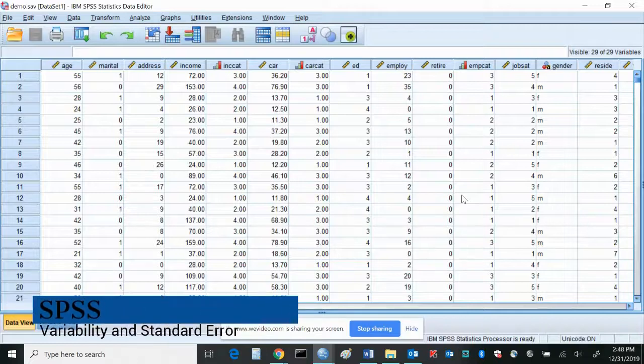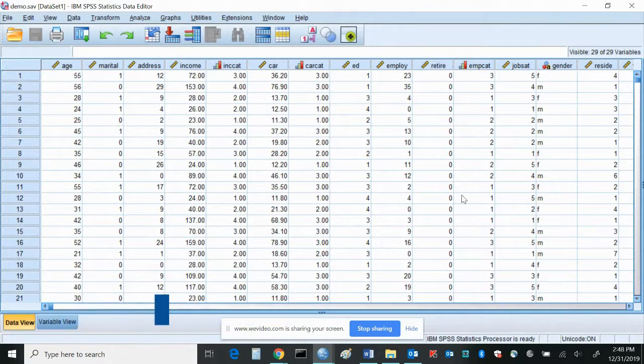For this video, we're going to talk about variability, the different types of variability, and how it's displayed in SPSS, and a little bit about how it is interpreted. So again, I'm using the same data set that I've used in the past, the demo.sav.